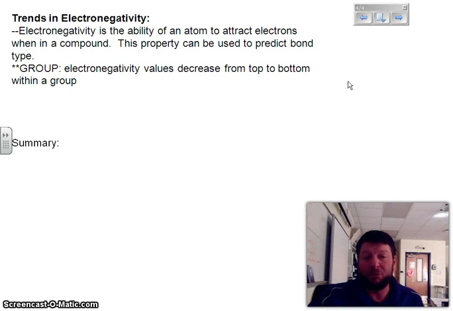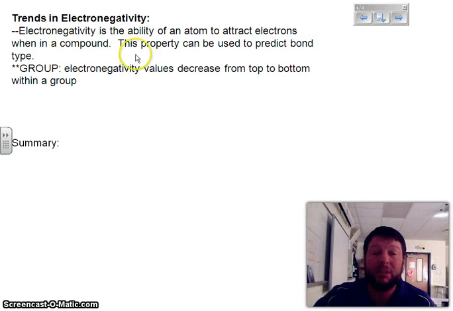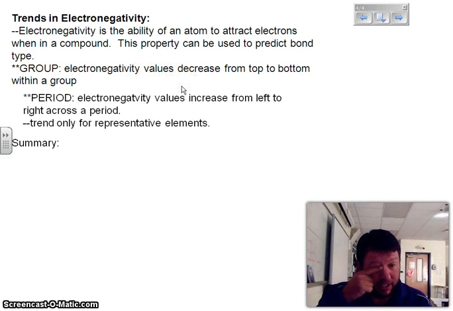Let's talk about trends in electronegativity. Electronegativity is the ability of an atom to attract electrons when in a compound. This property can be used to predict bond type. Okay? So within a group, electronegativity values decrease from top to bottom within a group. This has a lot to do with the same reason as ionization energy. Is what causes this. So the electronegativity values decrease from top to bottom within a group, and in a period, electronegativity values increase from left to right across the period. Trend is only for the representative elements within the period.